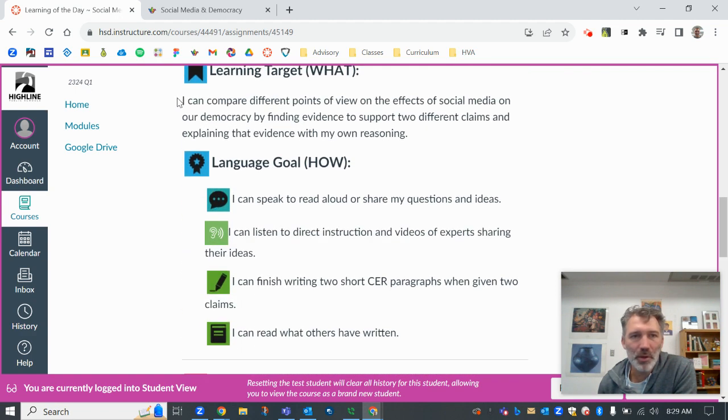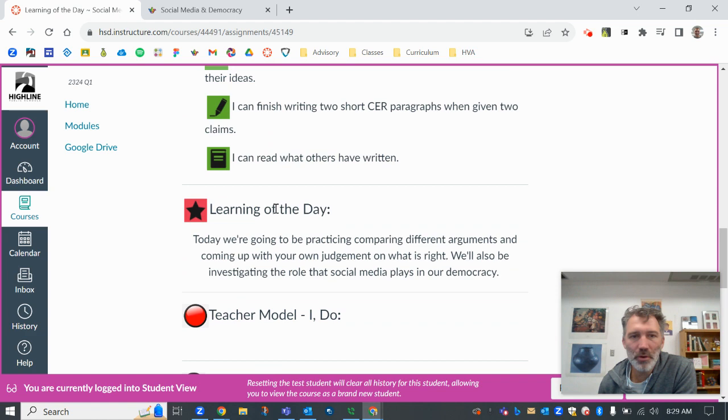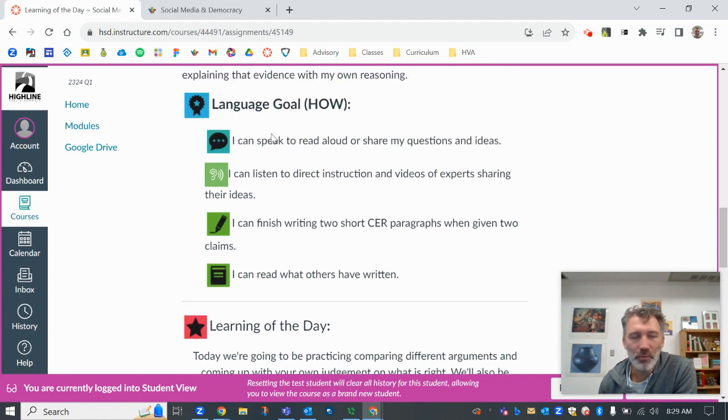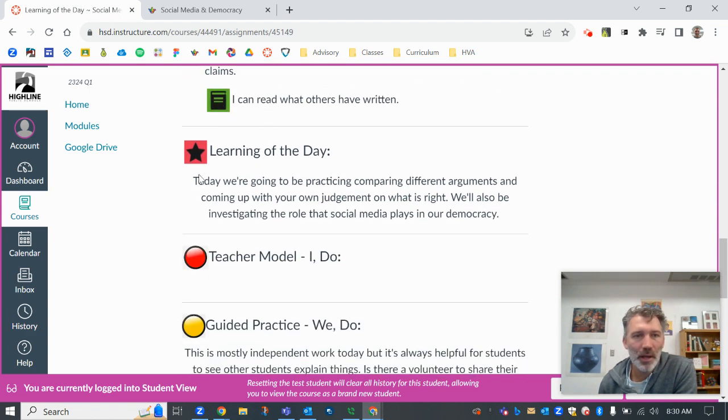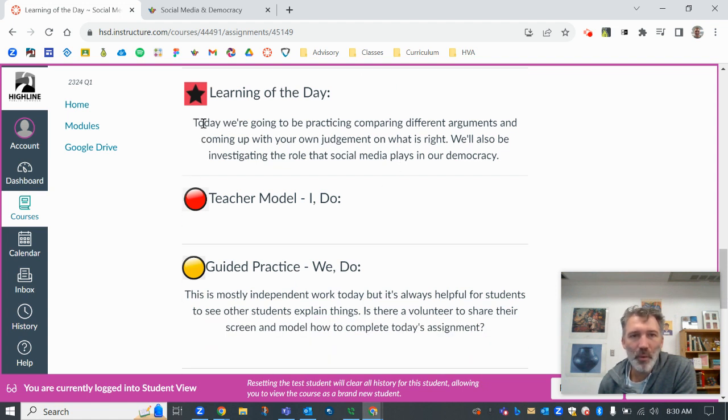Afterwards, here's the learning target and the language goal. If you can read those out loud to each other, here's the learning of the day. What we're going to be doing is practicing comparing different arguments, coming up with your own judgment on what is right. We'll also be investigating the role social media plays in our democracy.